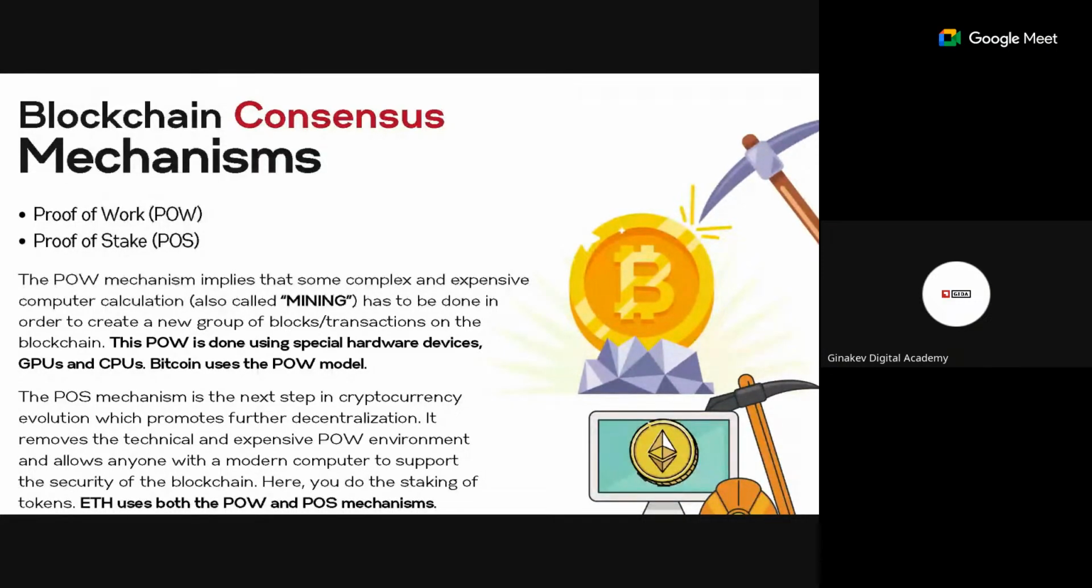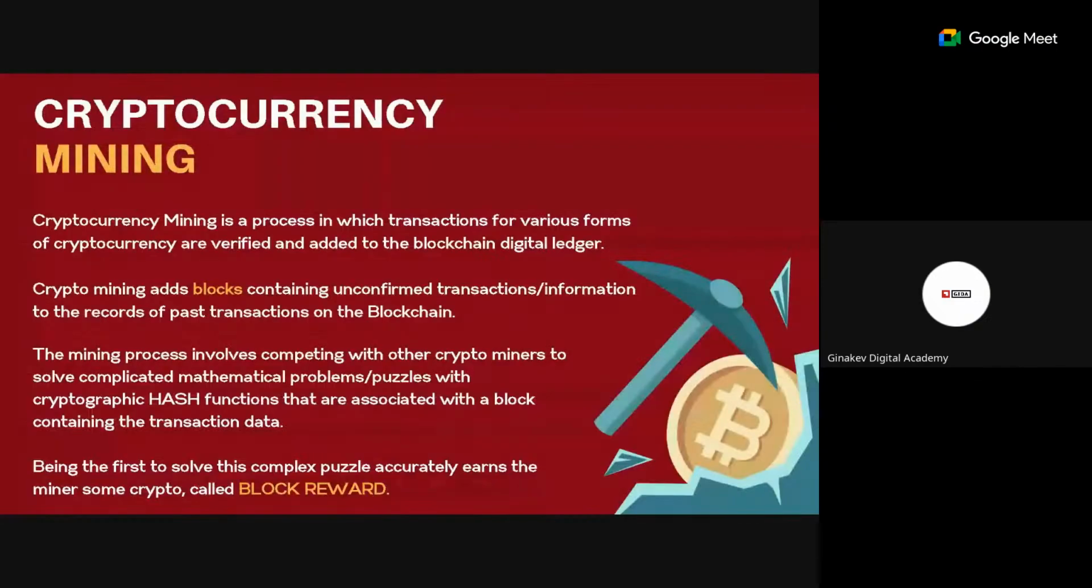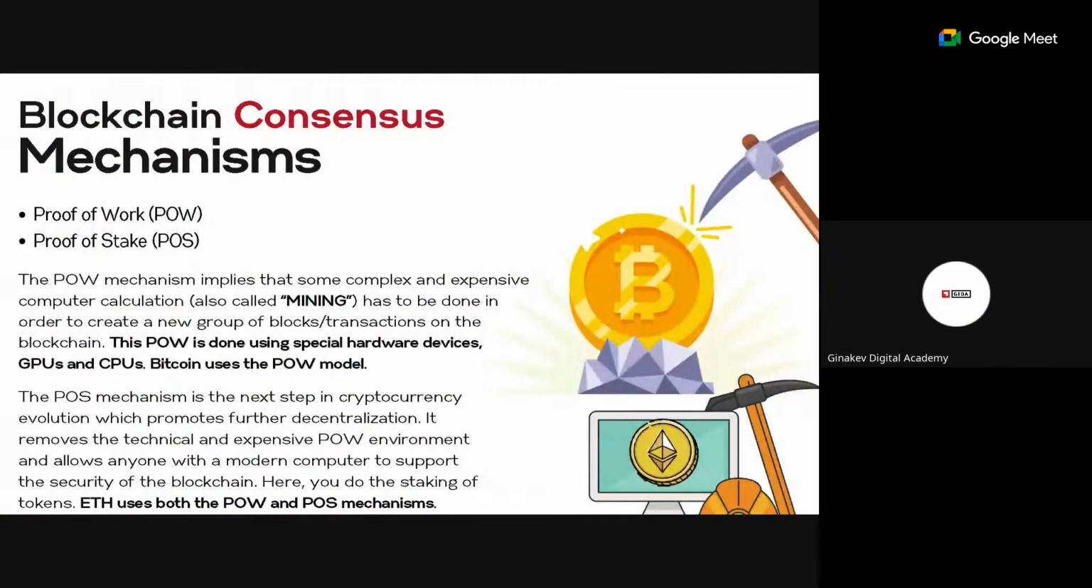ETH uses both proof of work and proof of stake mechanisms. Now, let me break this down. So for proof of stake, remember proof of work, right? You have to have a mining rig. When you have that mining rig, now as of 2019 to 2021, when we obtained a mining rig, the mining rig was $1,000, and at that time, $1,000 was 430,000 naira. That was then.